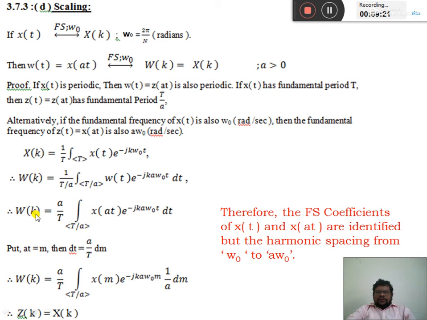Okay. For w of k, the time period will be T by a. You put at is equal to m, then dt is equal to dm by a. So that z of k is equal to x of k. Therefore, the Fourier coefficients of x of t and x of at are identical, but the harmonic spacing changes from omega naught to a omega naught.